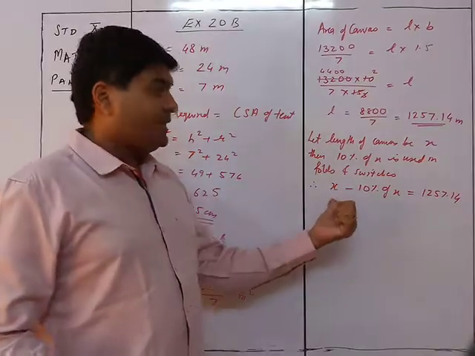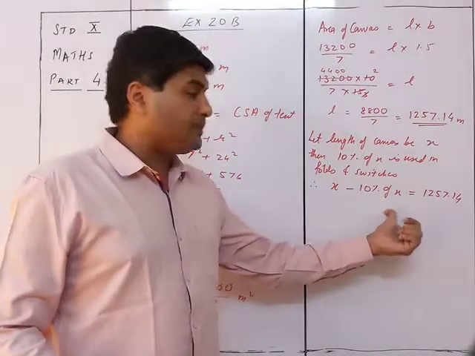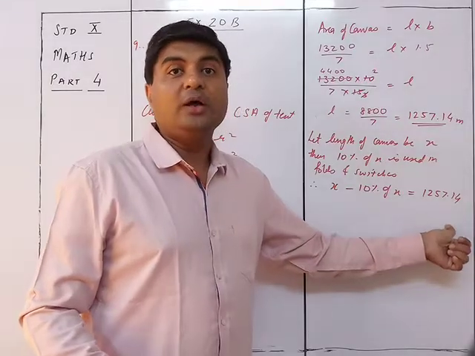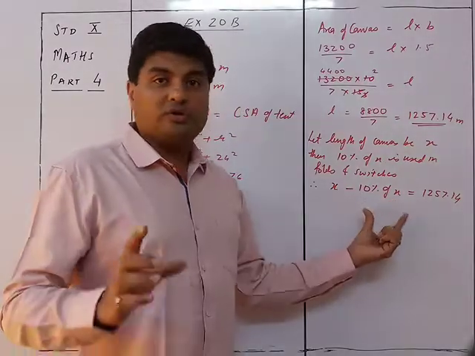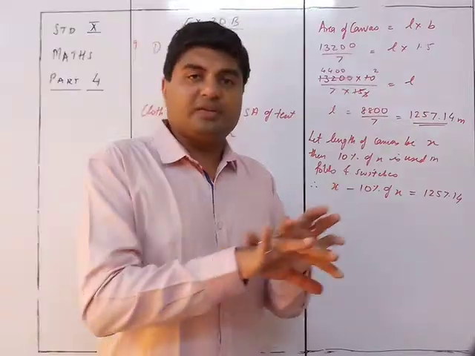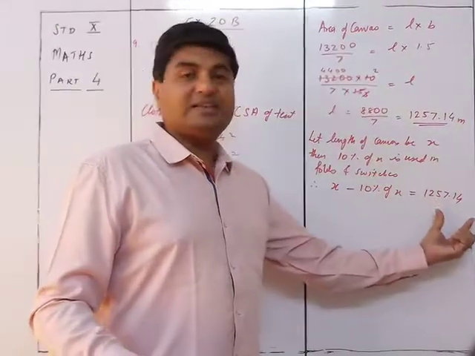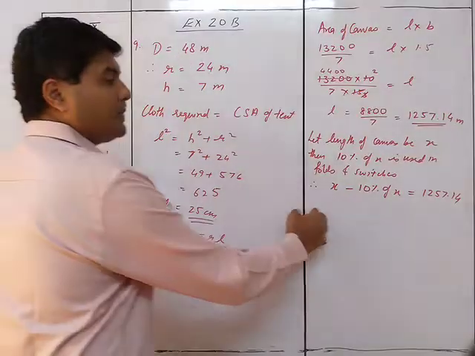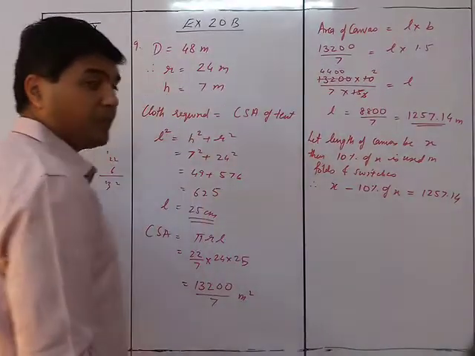Similarly over here, x minus 10% of x will be this, because that is what I require. I require this much amount of canvas for the tent. Out of all the canvas I had, I put 10% in the stitches, and whatever is left will make the tent. So this is how we are going to use it. So x minus 10% of x is 1257.14.